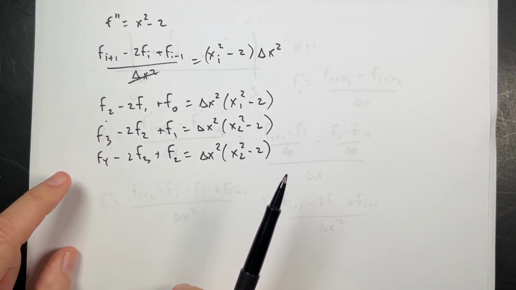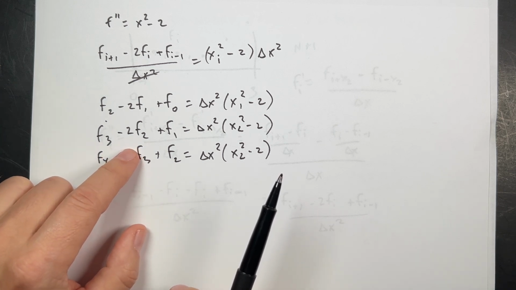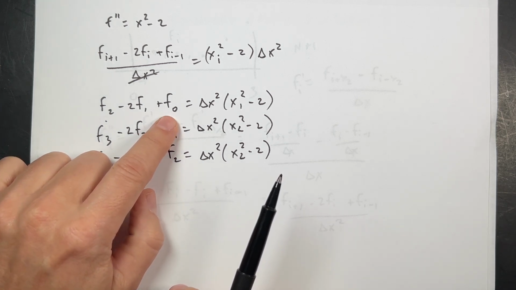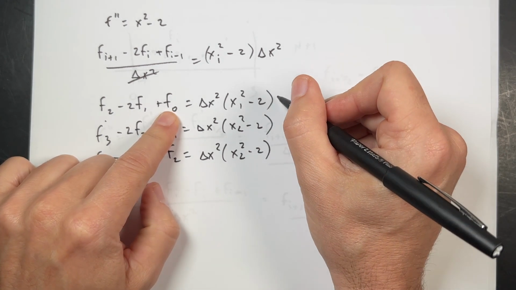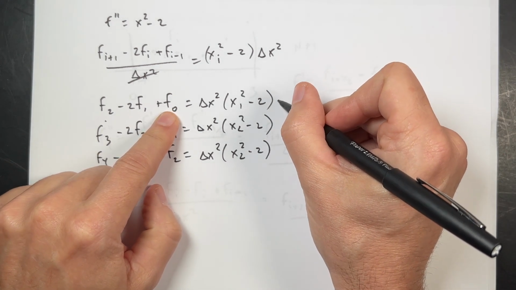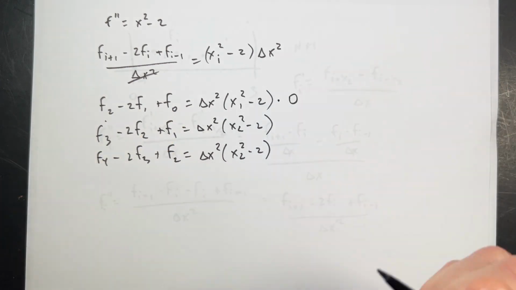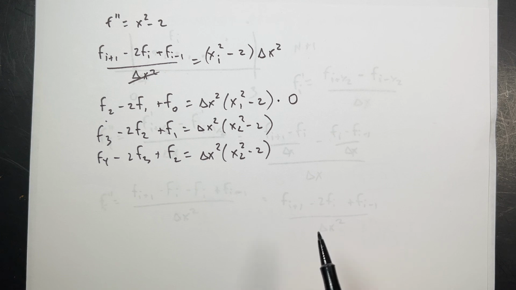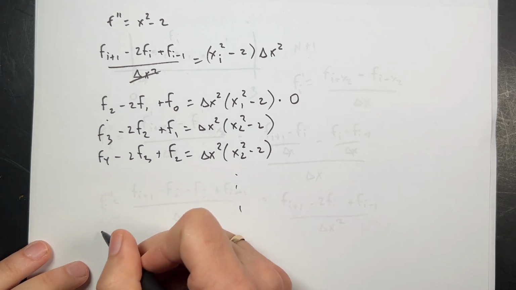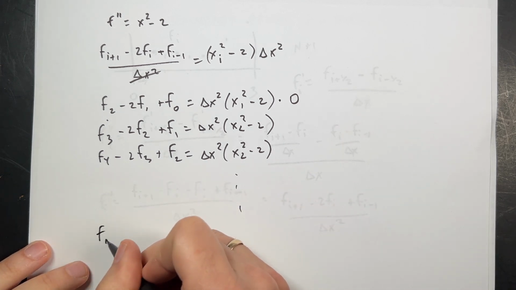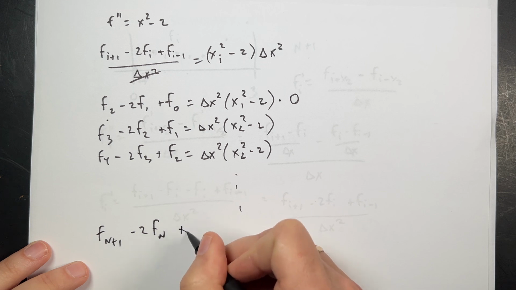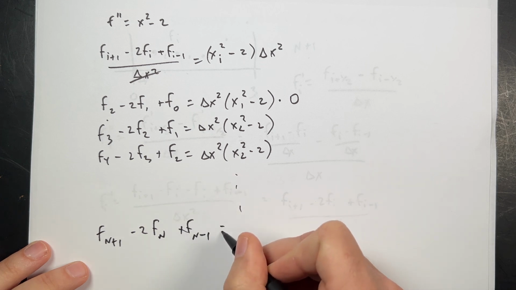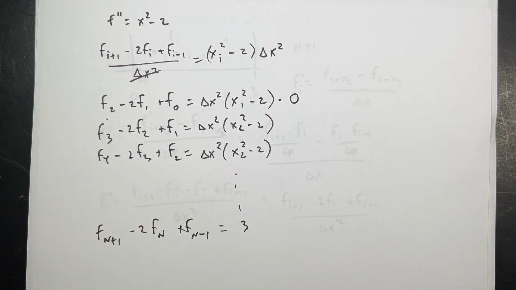Now, I do have to do something right here. Remember that f0 is a known value. So I'm going to just multiply this by 0. That's my boundary condition. And then the last one down here, which would be f_(n+1) minus 2 f_n plus f_(n-1), equals the last boundary condition, 3.